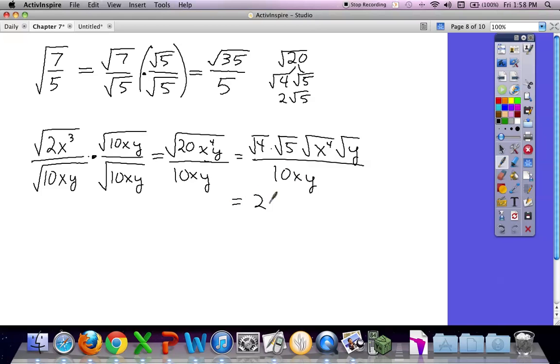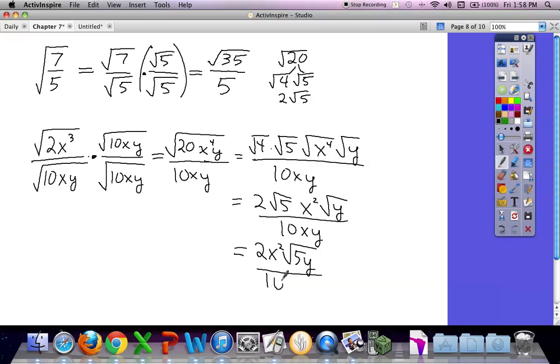So we have 2 square root of 5. Okay, how many x's can we take out of this? 4 divided by 2, x squared, and the square root of y, divided by 10xy. Okay, that equals 2x squared times the square root of 5y divided by 10xy.